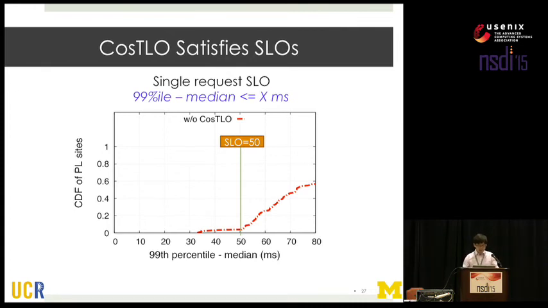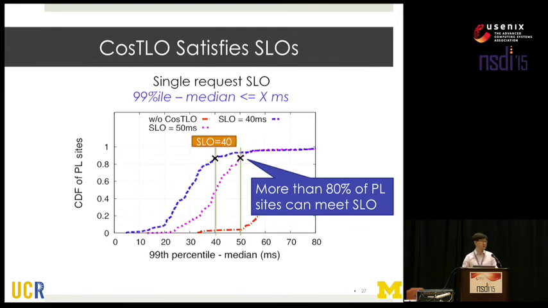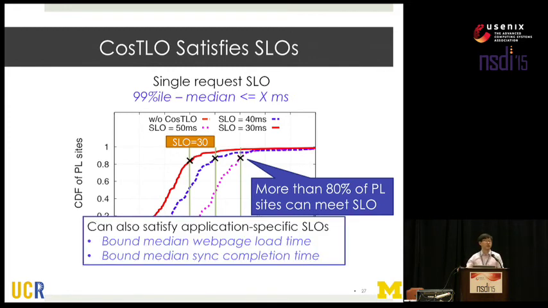As we can see, more than 80% of Platinum nodes can satisfy the 50 milliseconds SLO. And if we set SLO equal to 40, again, more than 80% of Platinum nodes can satisfy the 40 milliseconds SLO. And the same applies when we set SLO equal to 30. Even though I'm not showing it here, we can also configure CosTLO to satisfy application-specific SLOs. For example, for the application scenarios that I mentioned earlier in the talk, we can use CosTLO to bound the median web page downloading time and the median sync completion time.